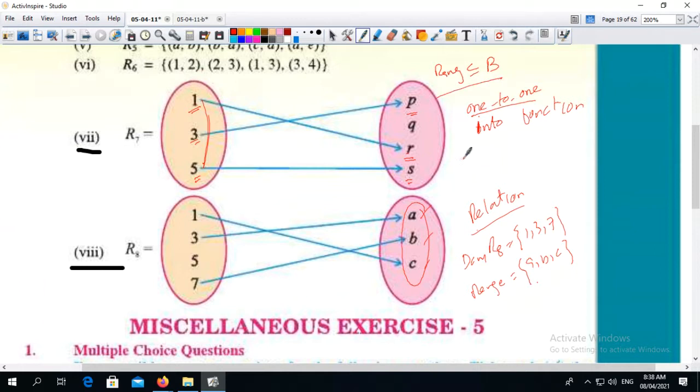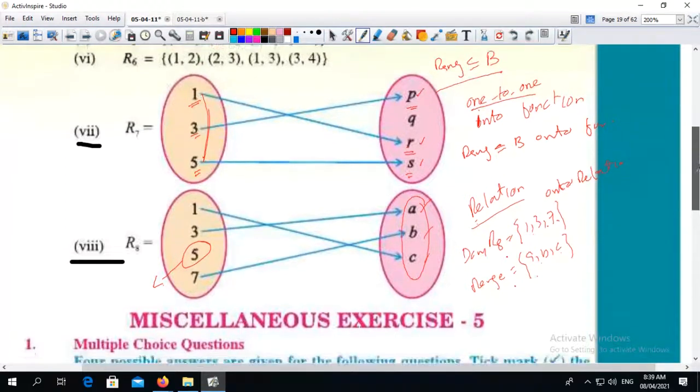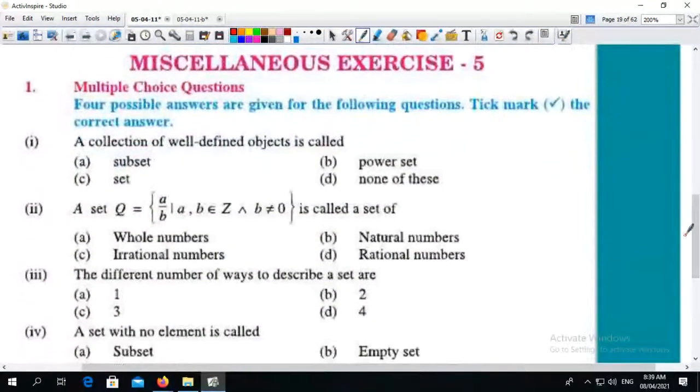If the range equals B, then it's an onto function. Here we can see that P, R, S is a subset of P, Q, R, S, so it's an into function. And the second one is not a function because 5 is missing, so it's a relation. The domain of R8 is 1, 3, 7, and the range is A, B, C. It's an onto relation because the range is a subset of B. So this completes the exercise. Now we come to miscellaneous exercise 5, multiple choice questions.